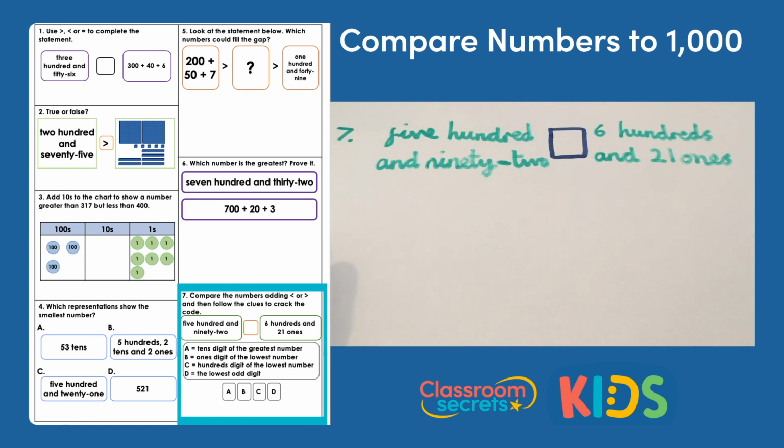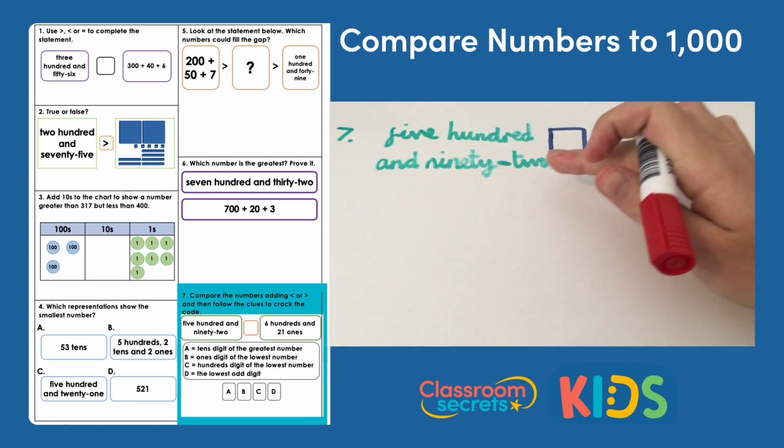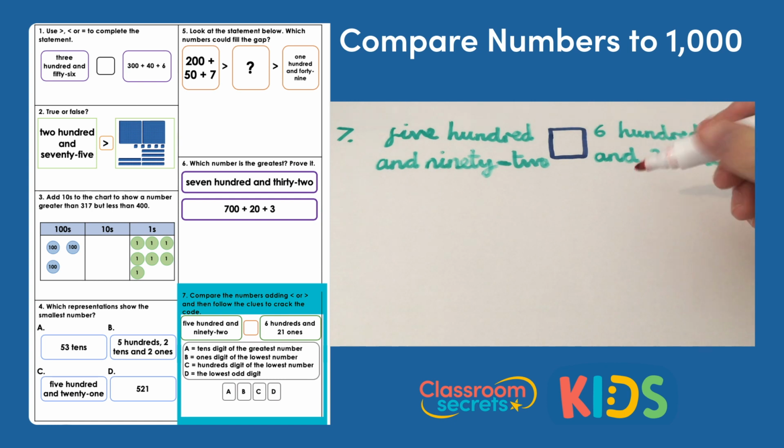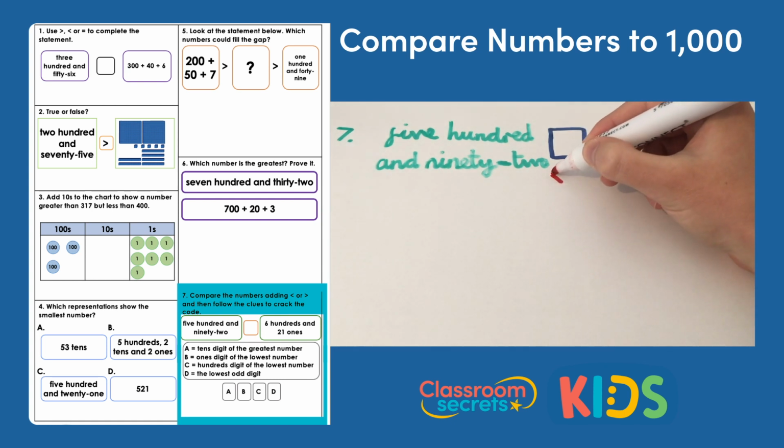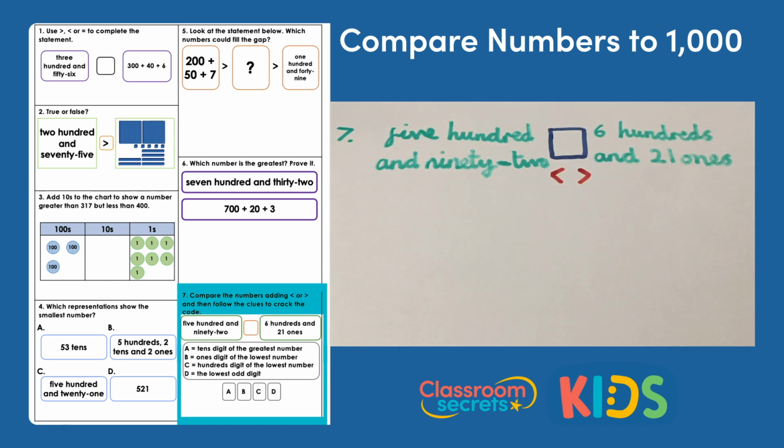Question 7 may require you to just read it through a couple of times to get your head around what's going on. I had to read it a couple of times, and it asks us to compare these numbers, adding in less than or more than. So in that box, we're going to have less than or more than. And then we need to follow the clues to crack the code.